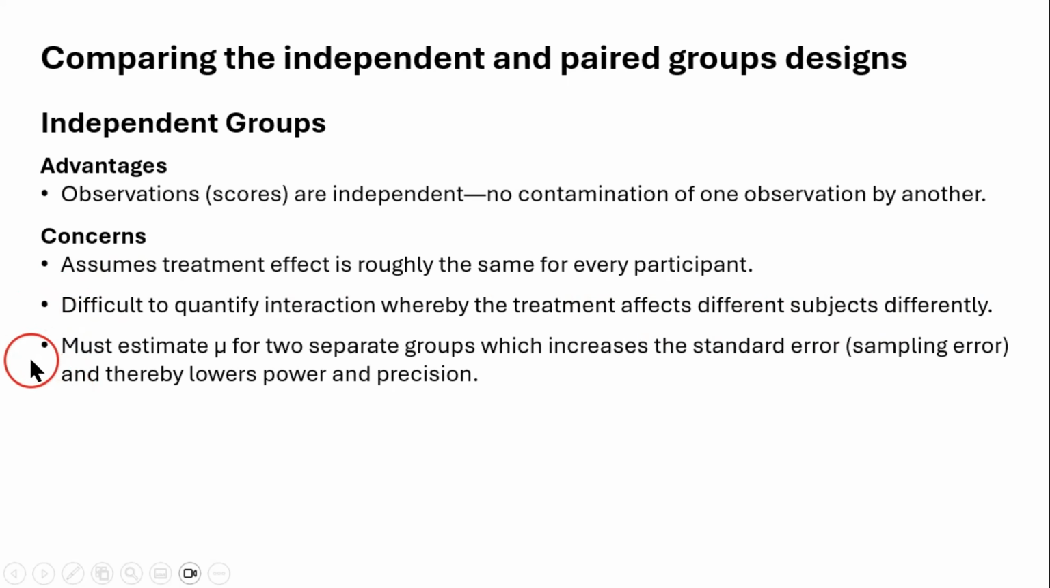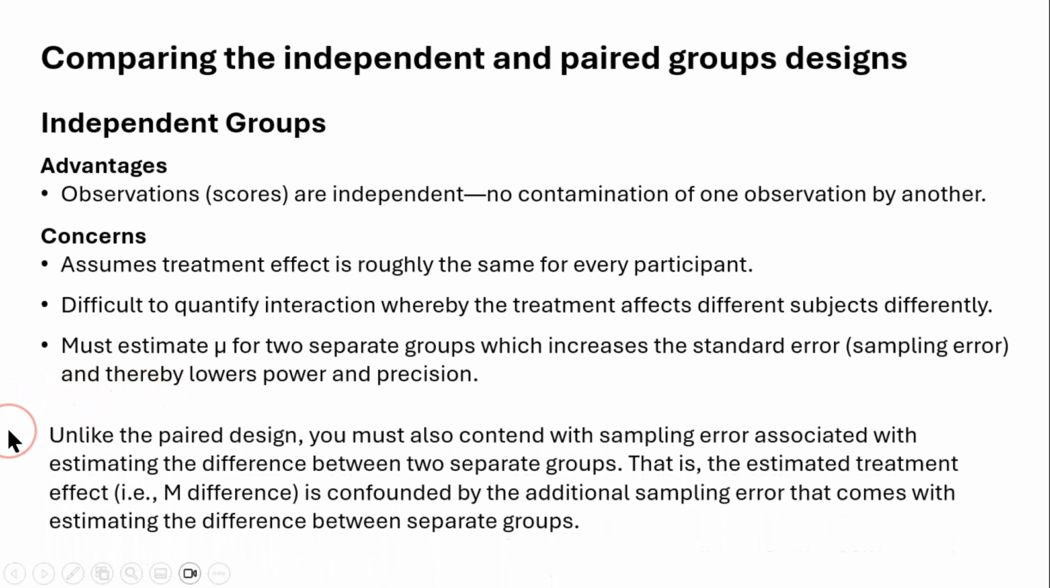Another concern is that you must estimate mu, your population parameters, for two separate groups. And anytime you have more than one group, that'll increase the standard error or the sampling error, and it lowers the power and the precision of your estimates and your statistics.